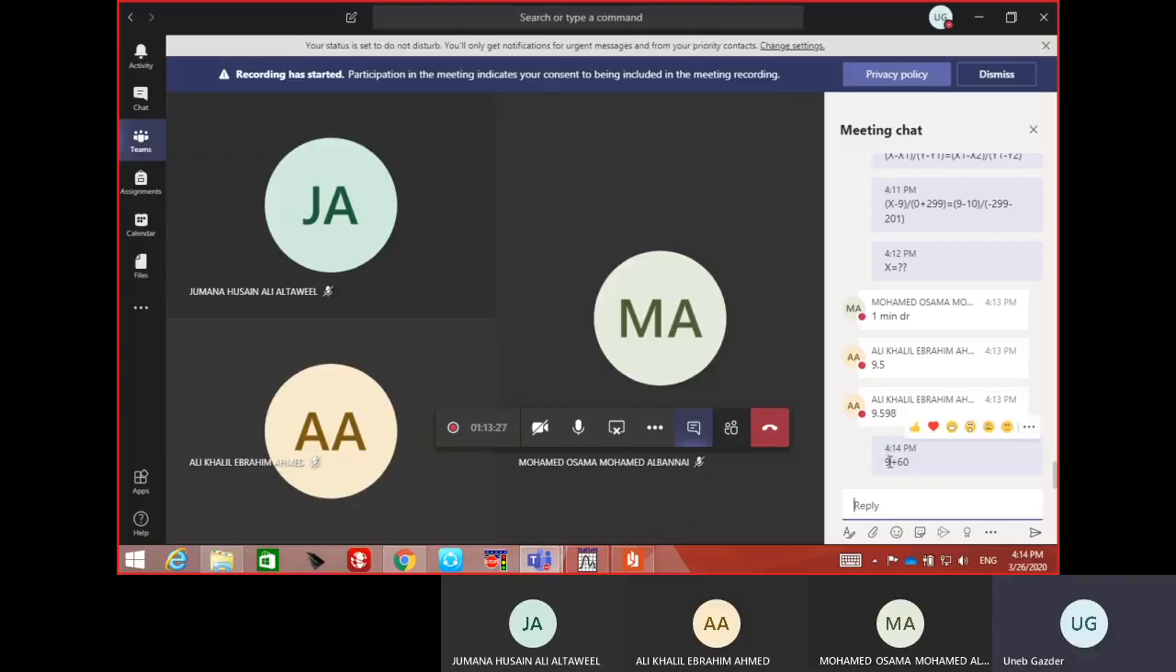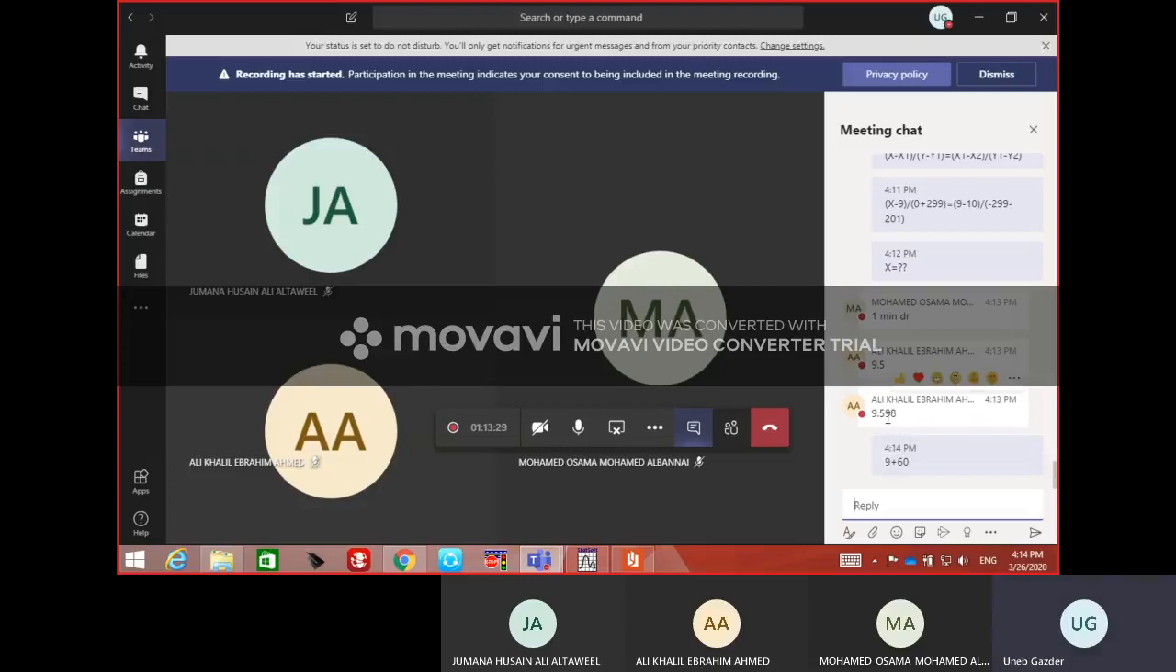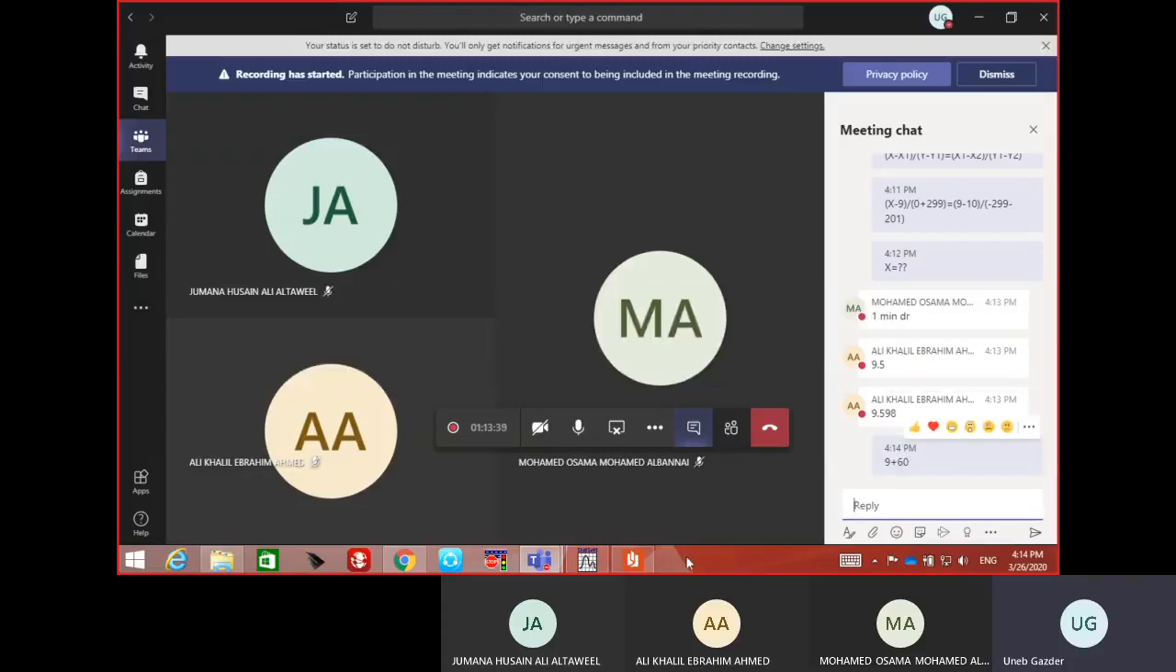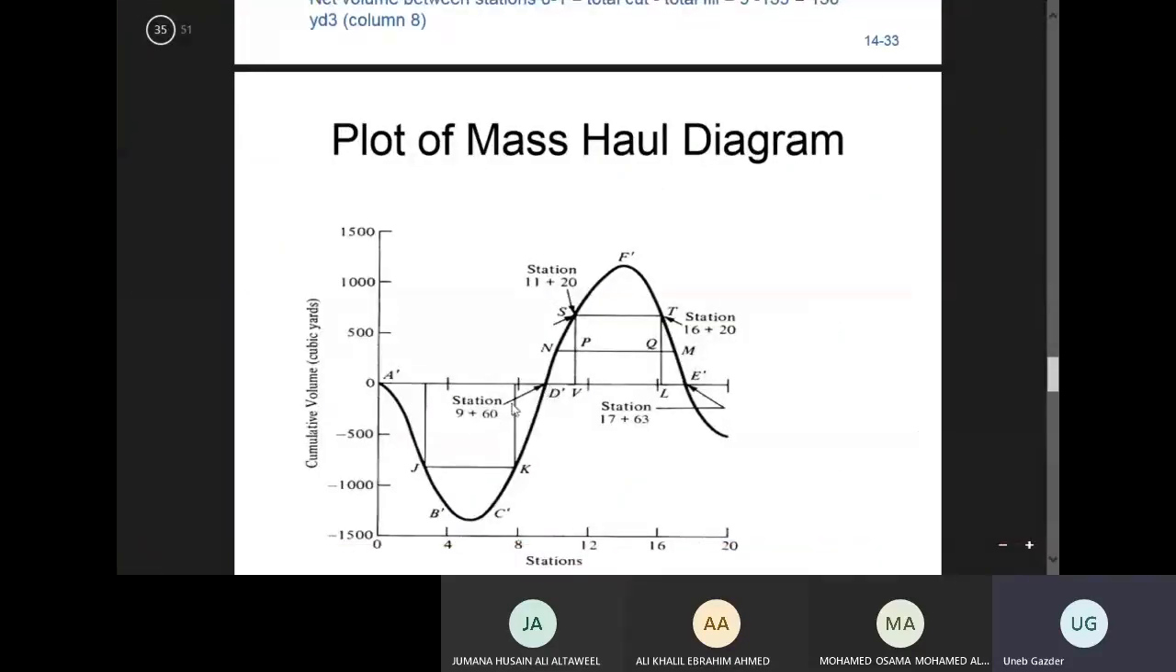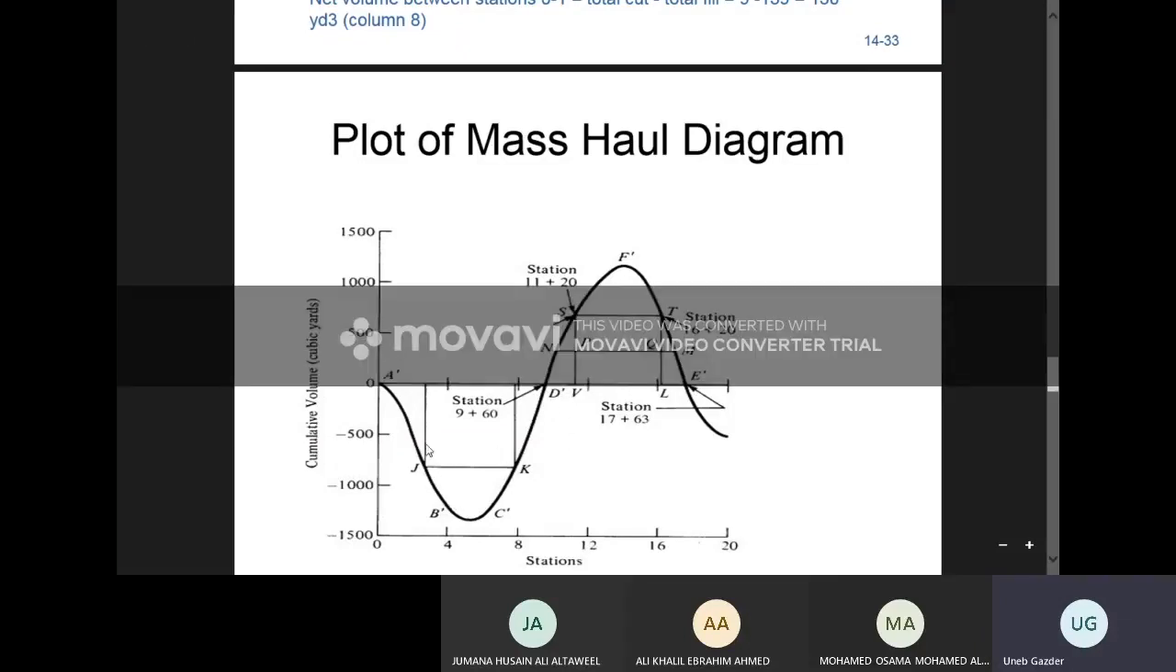So 9 means 9 stations and 0.6 station is how much? One station is 100 feet, so 0.6 station means 60 feet. So I wrote it 9 plus 60. The position of D dash is 9 plus 60. This is how you do interpolation. By interpolation, you can find out the position of J and K and S and T, whatever points you want to have.